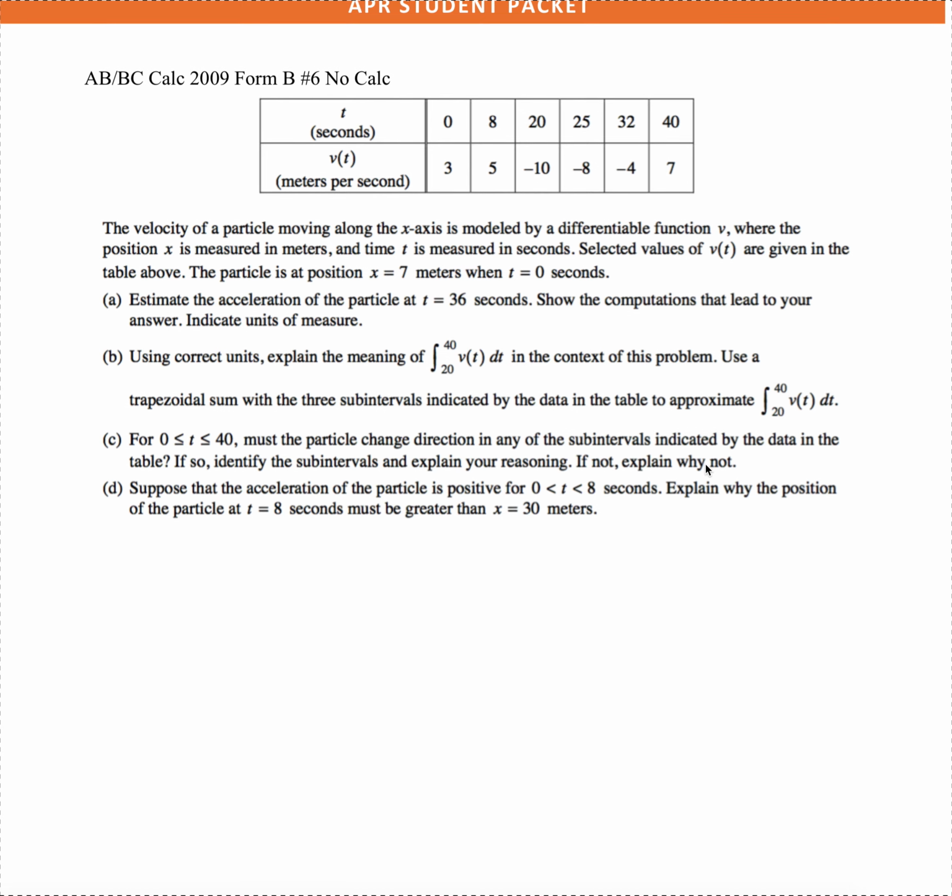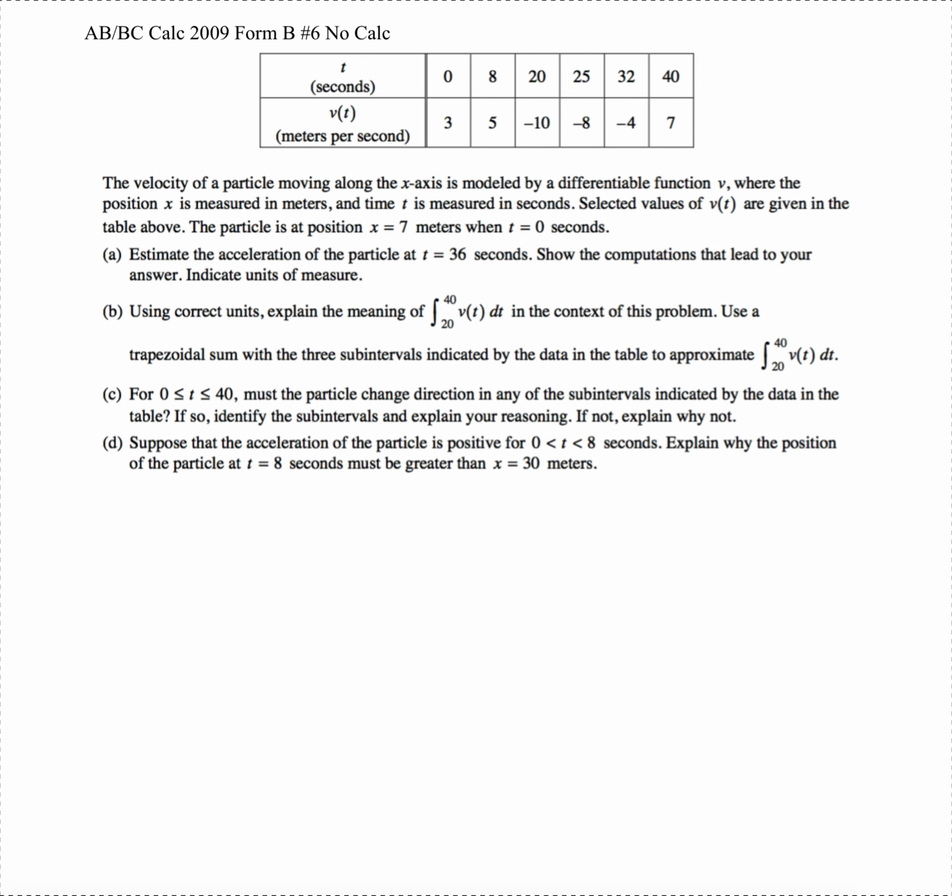Next problem is also an AB problem. We're given the velocity of a particle moving along the x-axis, modeled by a differentiable function here, where x is measured in meters, t is measured in seconds, the selected values of v of t up here. We're also told position at x equals 7 when t equals 0. That sounds like an initial position, so I'm just going to make a note of that. Probably going to be useful.